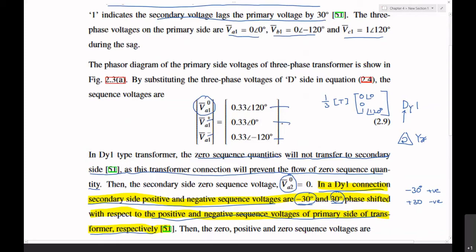Whereas the negative sequence is a 30 degrees phase shifted with respect to the negative sequence voltages of the primary side. That alone is the point you need to consider.